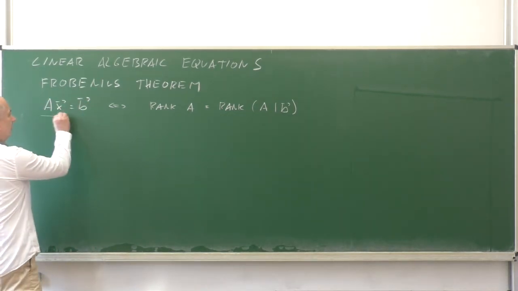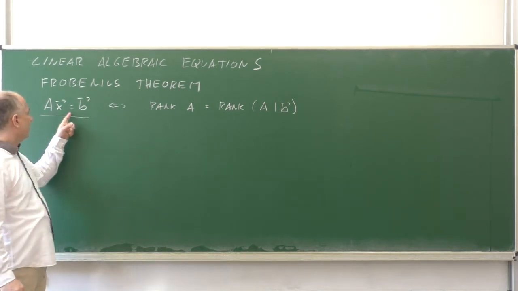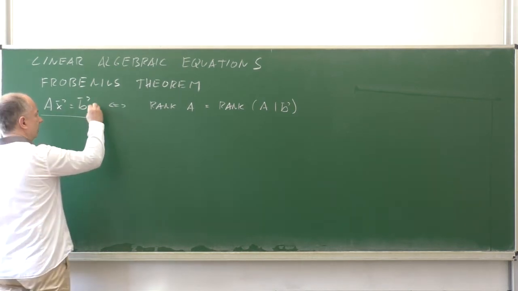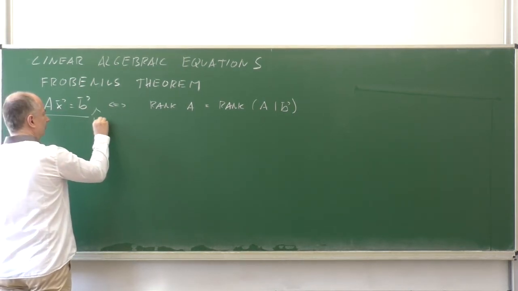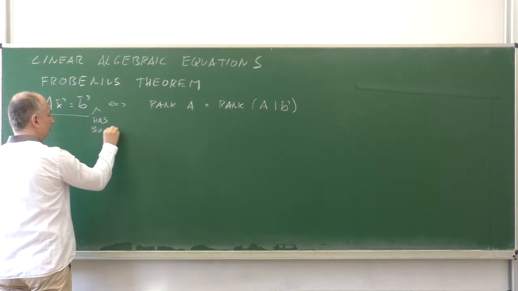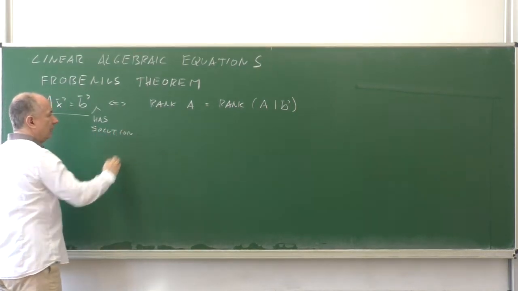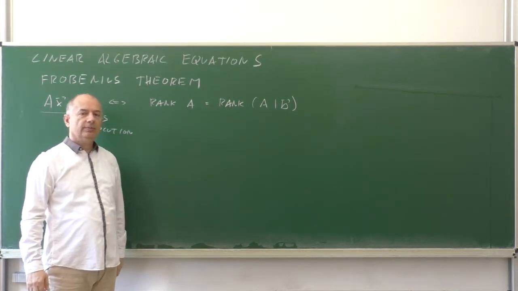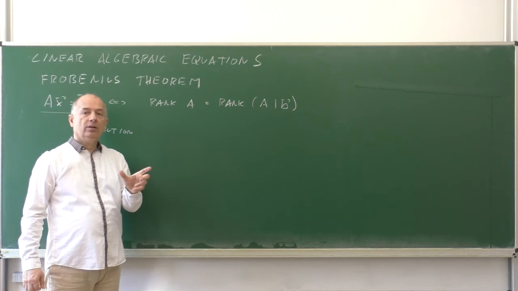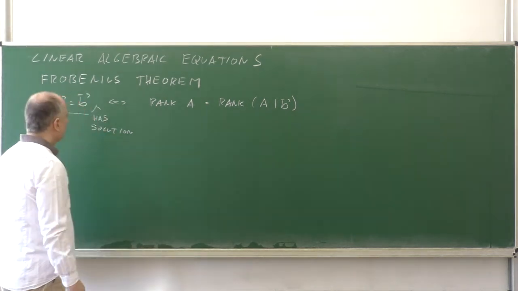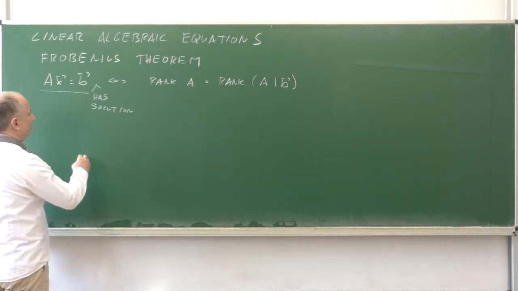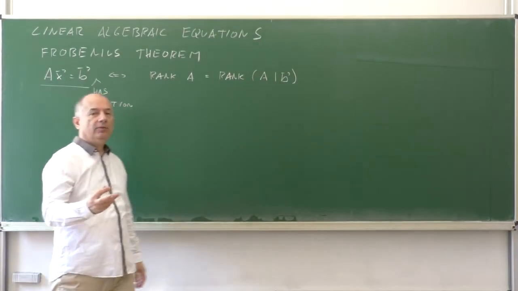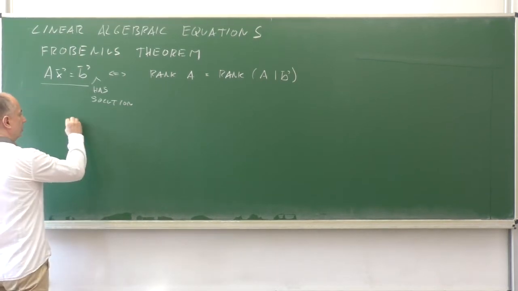A system of linear algebraic equations, Ax = b, has a solution if and only if the rank of the matrix of the coefficients is equal to the rank of the augmented matrix. This can be illustrated by the following system. We have seen many systems that have a solution. Now let's have a look at one system that has no solution.